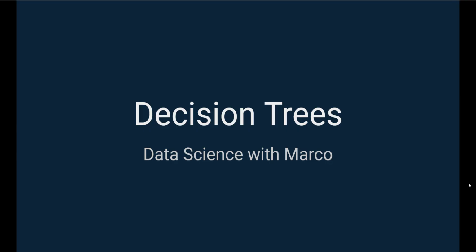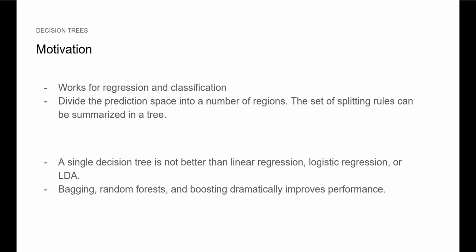Let's kick off this lesson with a theoretical overview of decision trees. Tree-based methods can be used for both classification and regression. They involve dividing the prediction space into a number of regions. The set of splitting rules can be summarized in a tree, hence the name decision tree. A single decision tree is often not better than linear regression, logistic regression, or LDA. That's why we introduce bagging, random forest, and boosting to dramatically improve our trees.